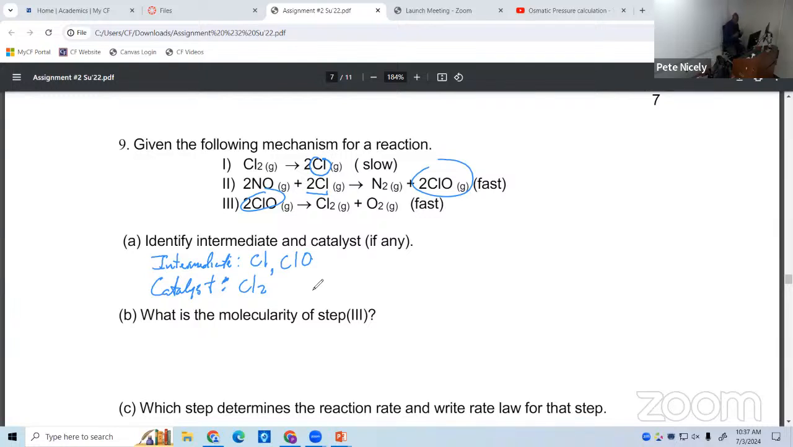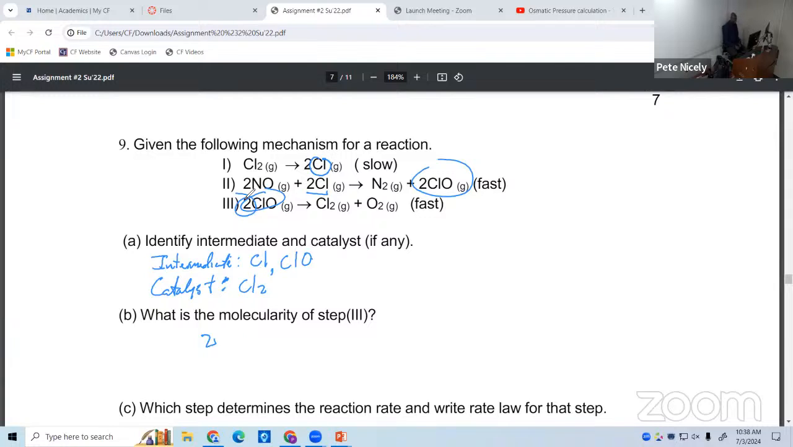Okay, so that's A. The B part says, what is the molecularity of step number 3? Now, molecularity is a very simple concept. It basically means how many molecules are involved in a particular step as a reactant, right? So the answer for B would be what? How many molecules are involved in step number 3 as reactants, not as products, as reactants? 2, exactly. So the answer here would be 2, because you have 2 molecules of the ClO involved, all right?